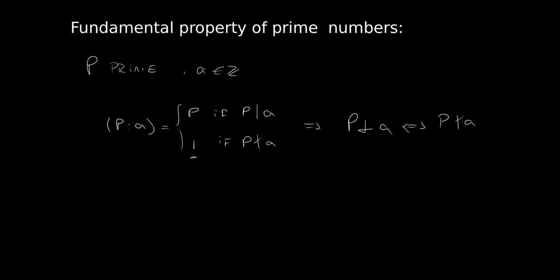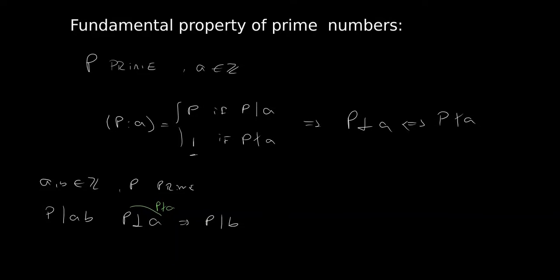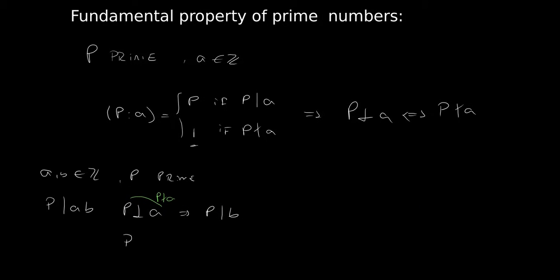An important consequence of this is that if we have two integers a and b and a prime number p, and we know that p divides a times b, then if p is co-prime with a, p must divide b. This is because p being co-prime with a is equivalent to saying that p does not divide a. And if p was co-prime with b, then p would divide a. Because again, p being co-prime with b is equivalent to saying that p does not divide b.